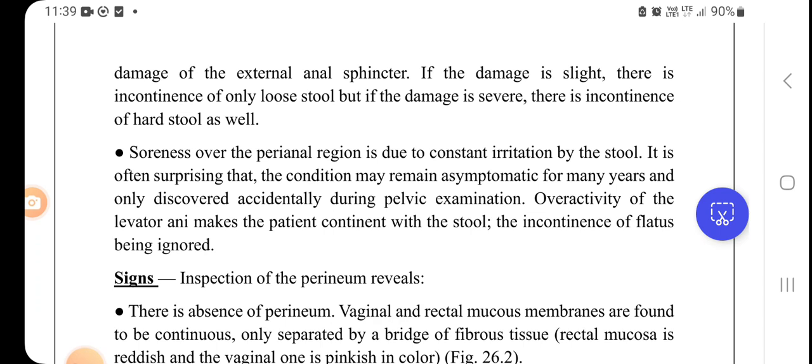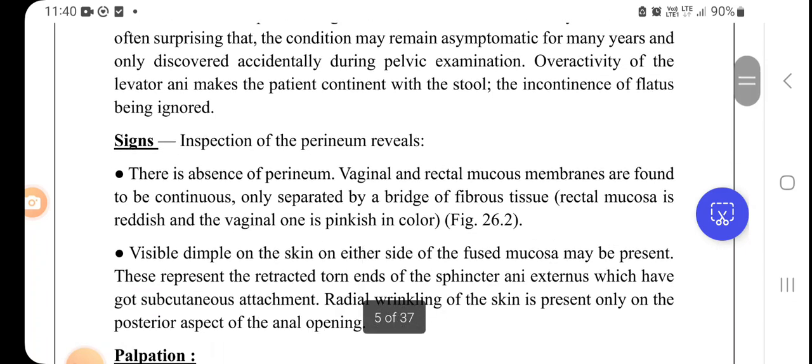It is often surprising that the condition may remain asymptomatic for many years and only be discovered accidentally during pelvic examination. Overactivity of the levator ani makes the patient continent with the stool. So the incontinence of flatus is being ignored. Then what are the signs?